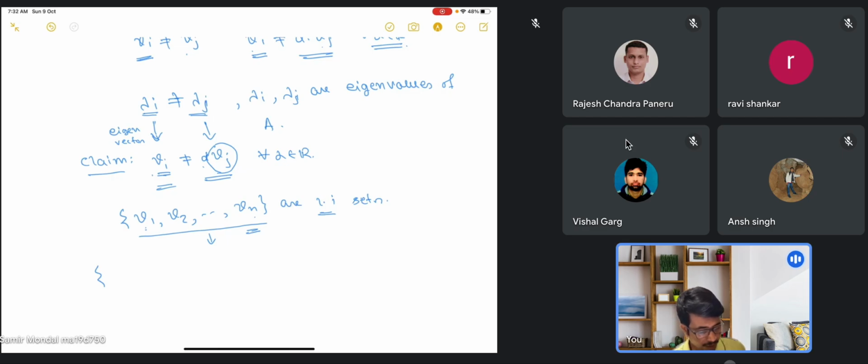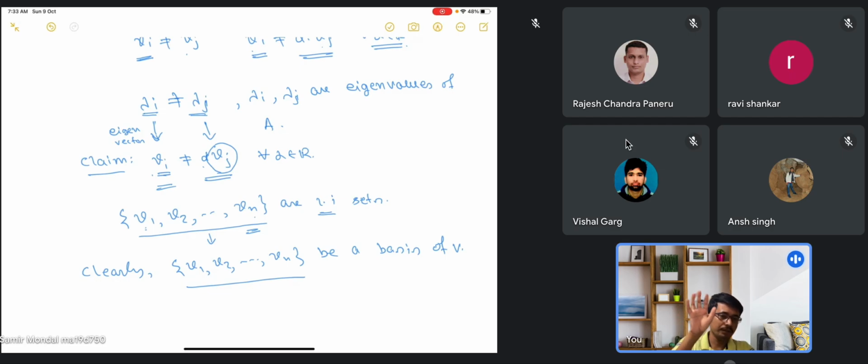So clearly v1, v2 up to vn is a basis of V. Are you agreed? Yes, so this is the sufficient condition. Suppose a matrix A has all distinct eigenvalues, then V, the domain of A, has an eigenbasis.